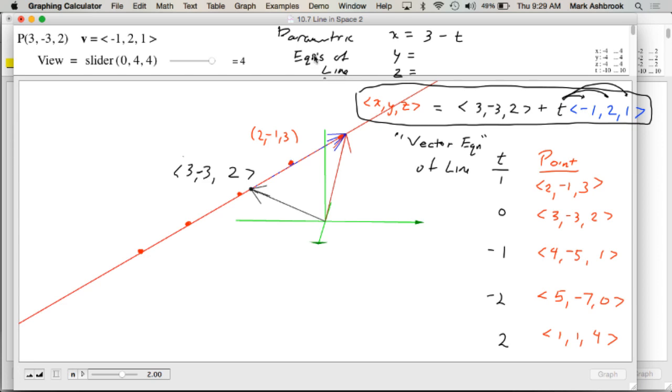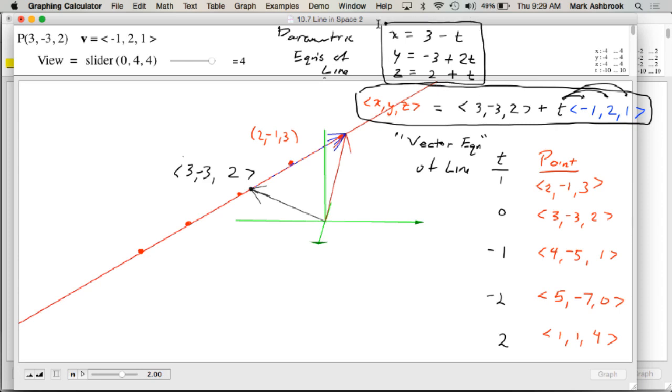What'd you get for y? Right here. She got negative 3 plus 2t. Agree? And way there in the back, what'd you get for z? Yeah. Nice nod? I just didn't hear you. 2 plus t, she said. Agree? Okay, so these are the two main forms that we'll deal with.